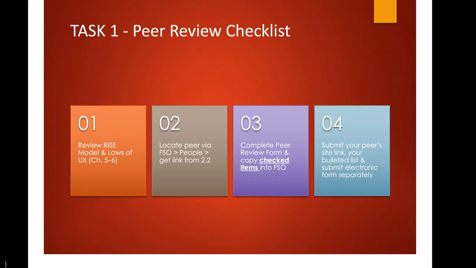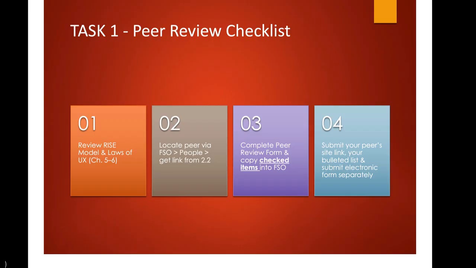And do not copy the whole checklist. That doesn't work for them, right? So you can review the RISE model and the laws of UX. That can help you in your peer review. You can go back to 2.2 to find their link. It'll be the person after you in the roster.